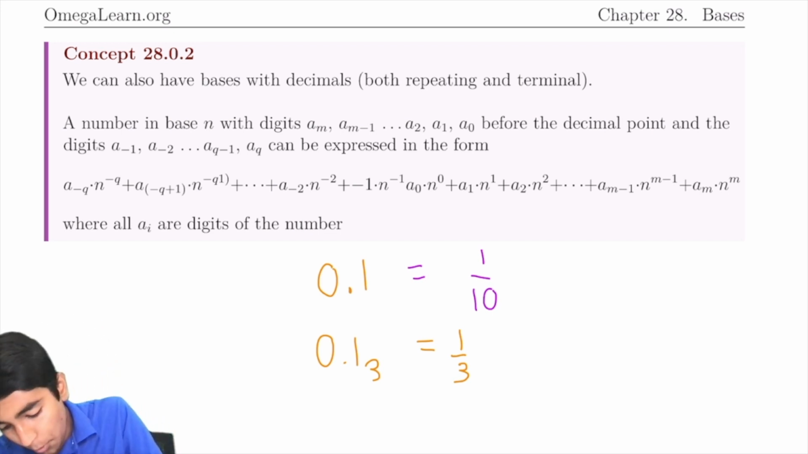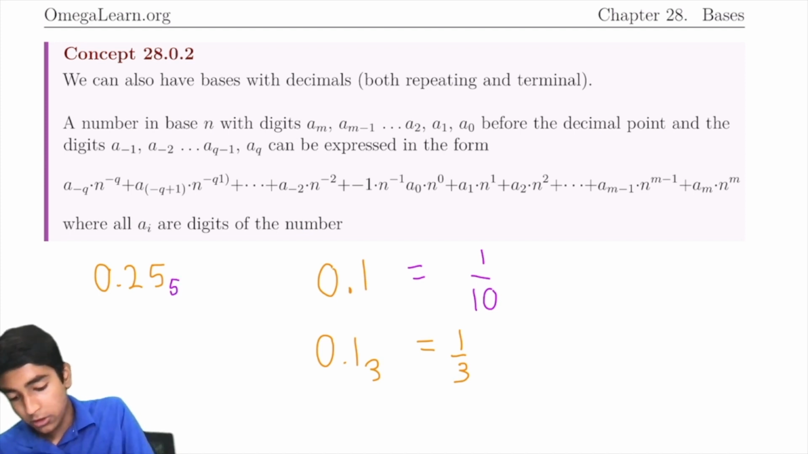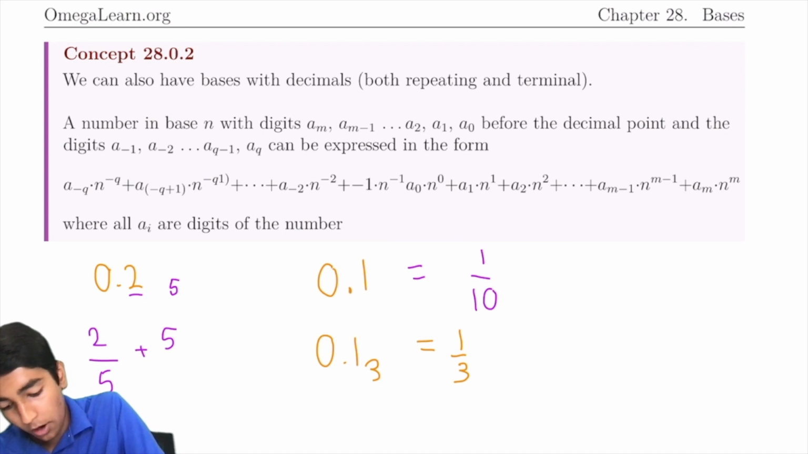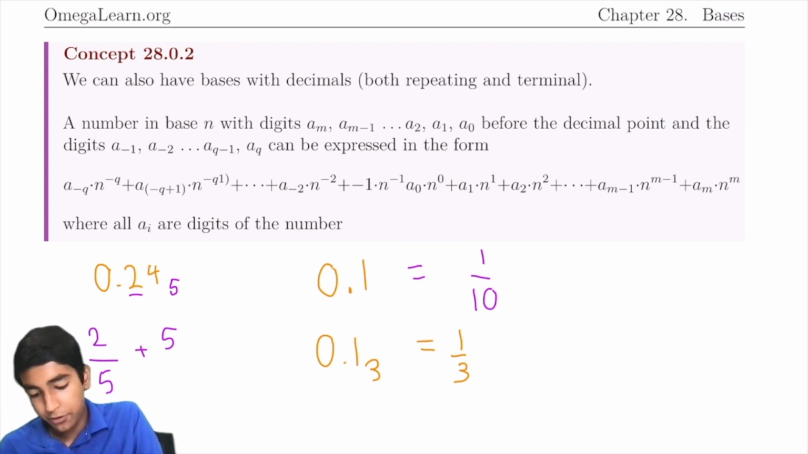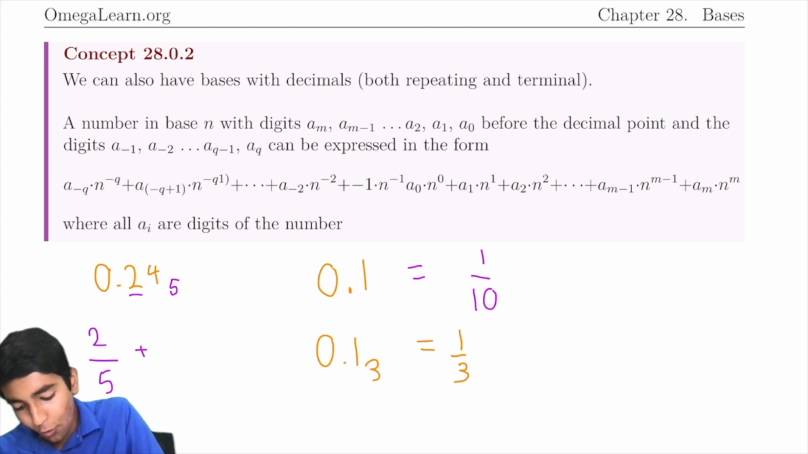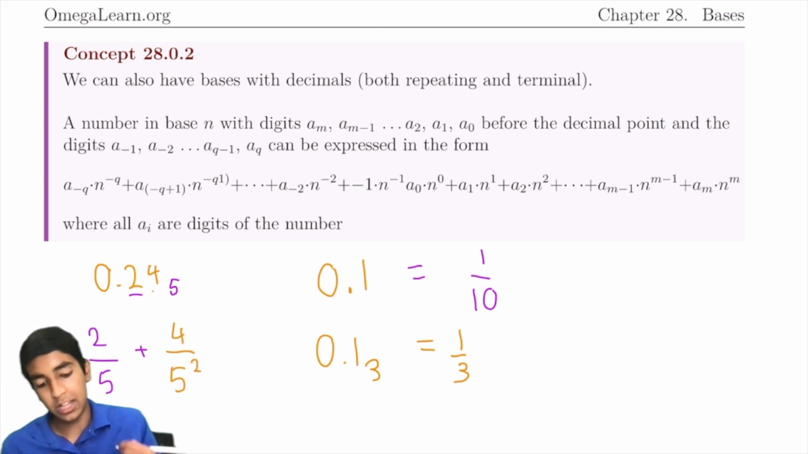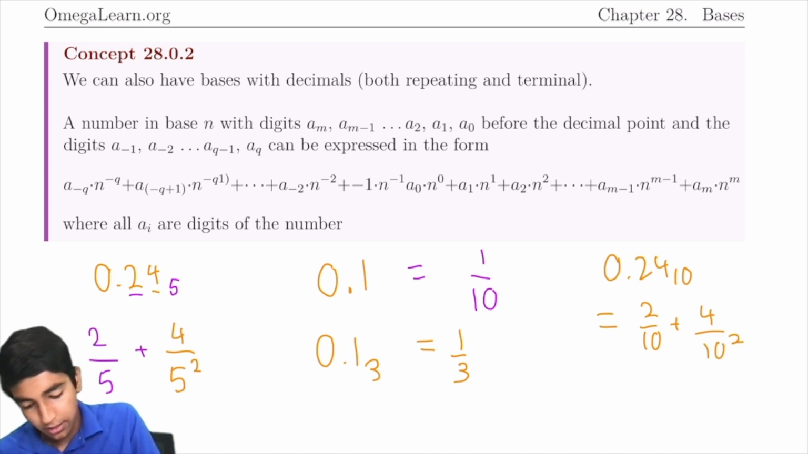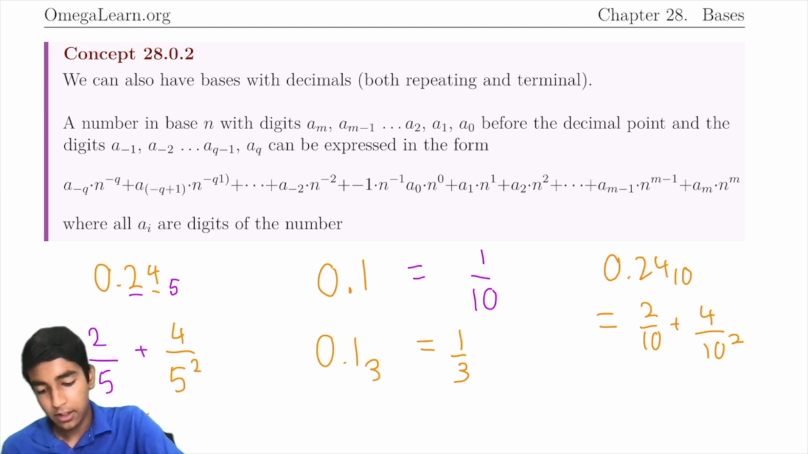What about something like 0.25, but this time it's base 5? Well, this would be 2 over 5 for this digit, plus 5, or this is actually not possible. Let's say it's 0.24 base 5. Then we would have 2 over 5 to the power of 1 plus 4 over 5 squared, because this is 2 decimal places. Just like if we had 0.24 base 10, this would be equal to 2 over 10 plus 4 over 10 squared. So we can evaluate this to be whatever, but the point is it's very similar to decimals, how we use them in base 10.